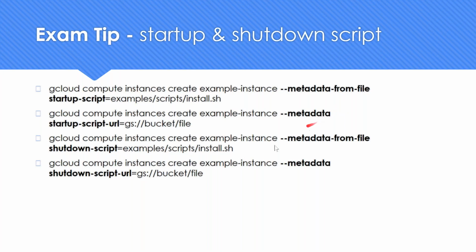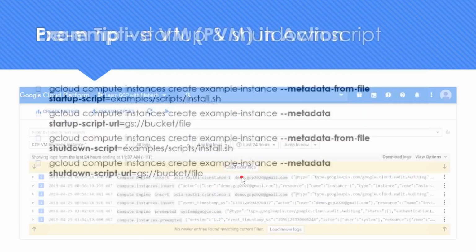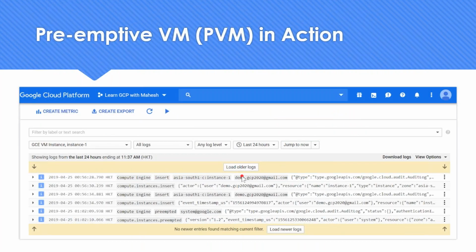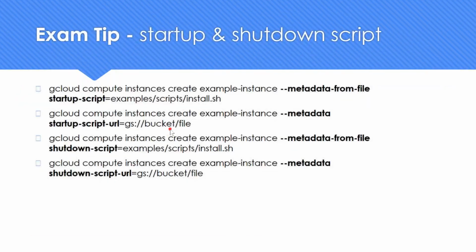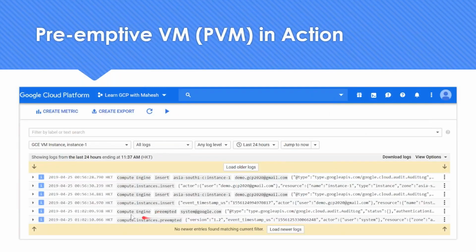There are a couple of questions. Let me answer them once I show you this slide. I told you Google is going to send a 30 seconds notice and it's going to get shut down. If you want to know when Google sent it, when things happen, you can look into the logs. We'll talk about logs at a later point of time. In the logs, you are going to see something like this: compute engine preempted system at google.com. So this was the user who preempted and shut down the system. You can get this kind of information in the logs. This is called system event logs.